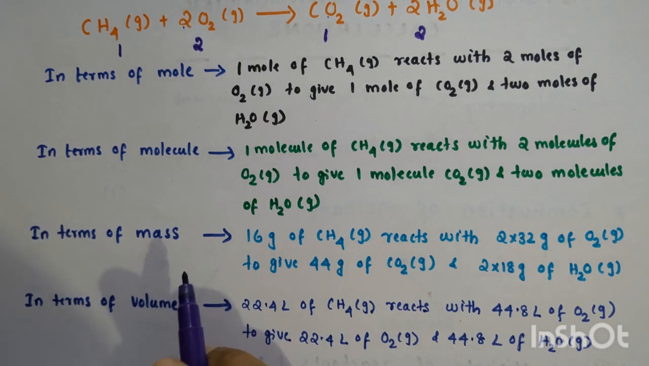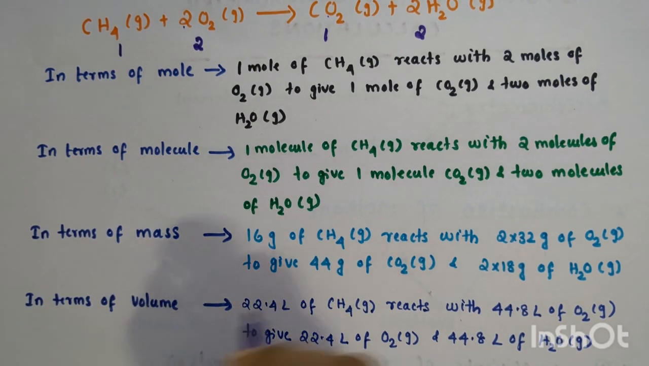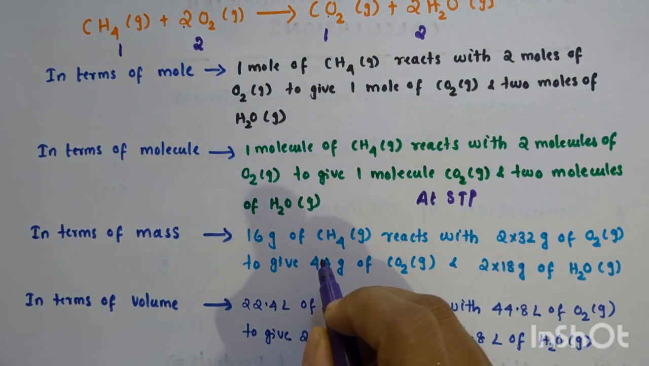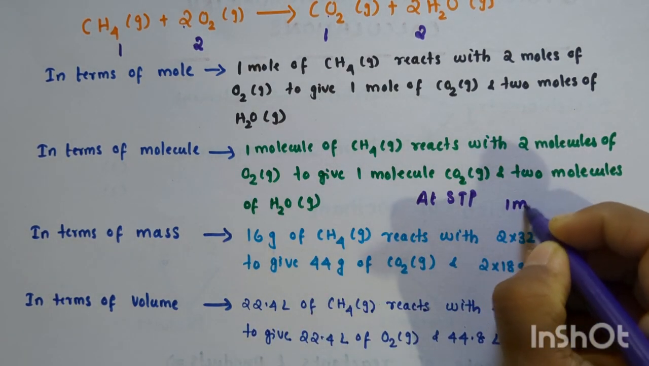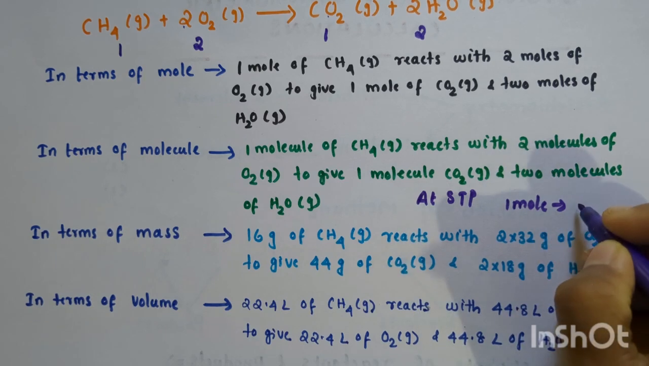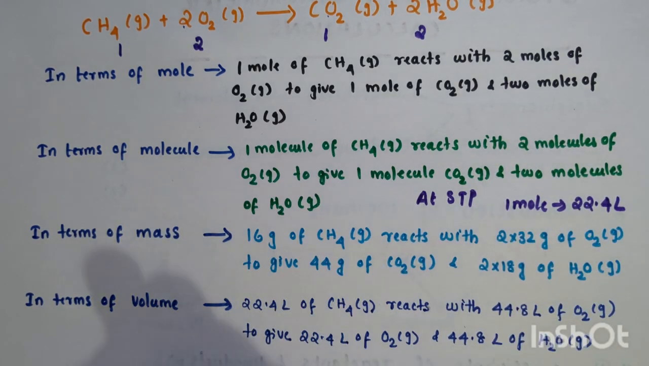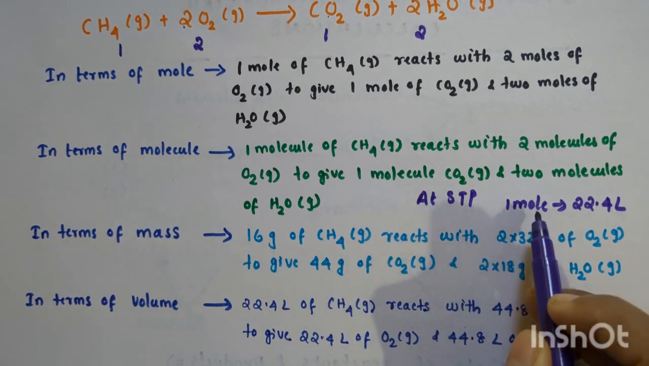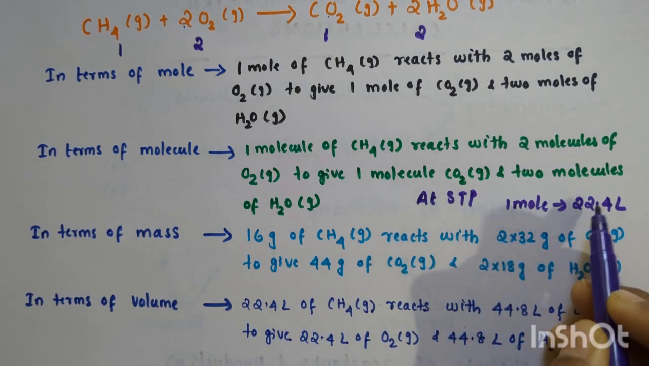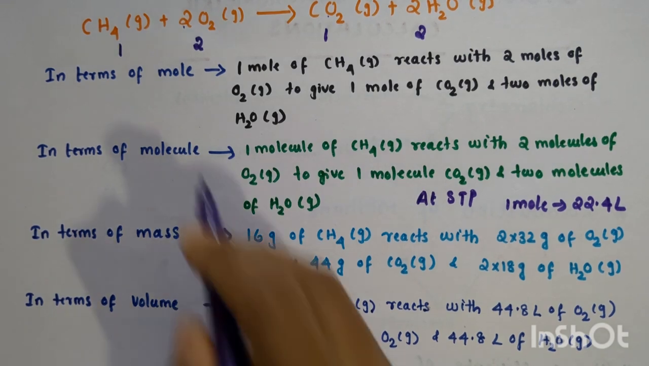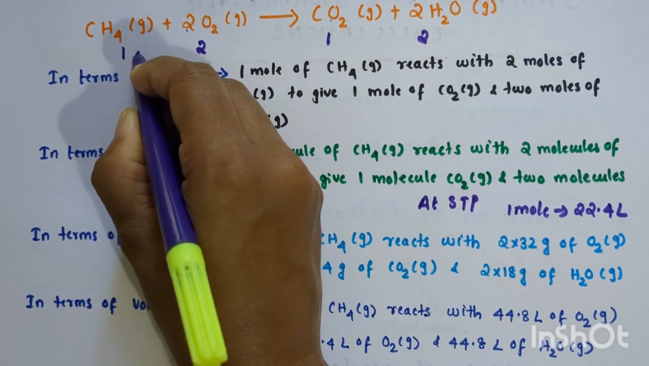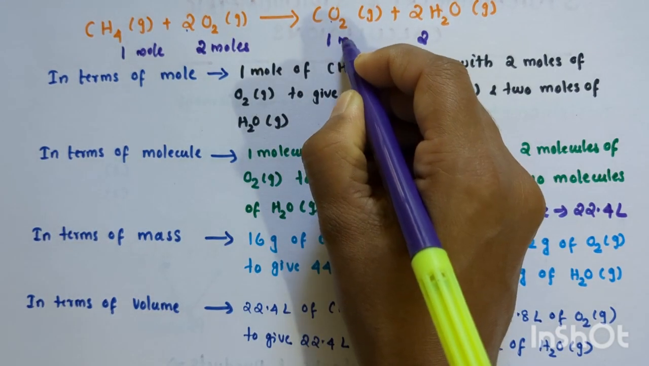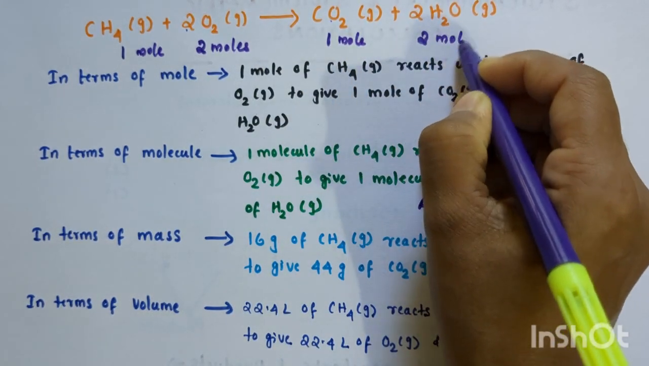Now, in terms of volume for gases, we know that at STP, standard temperature and pressure, 1 mole of an ideal gas occupies a volume of 22.4 liters. So here we have 1 mole of methane, 2 moles of oxygen, 1 mole of carbon dioxide and 2 moles of water vapor.